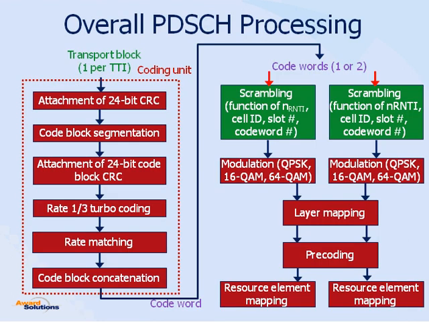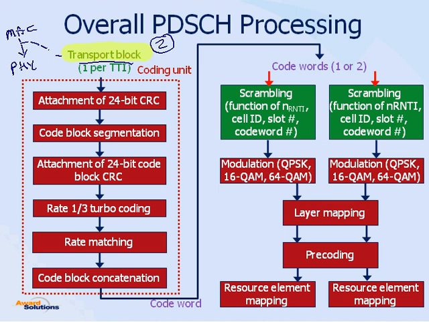This is how the physical downlink shared channel would be processed. Let's say I have a transport block, and of course the MAC layer will give the transport block to the physical layer, and we can have up to 2 transport blocks. So 2 blocks is the maximum. So 1 or 2 transport blocks will be given to the physical layer by MAC.